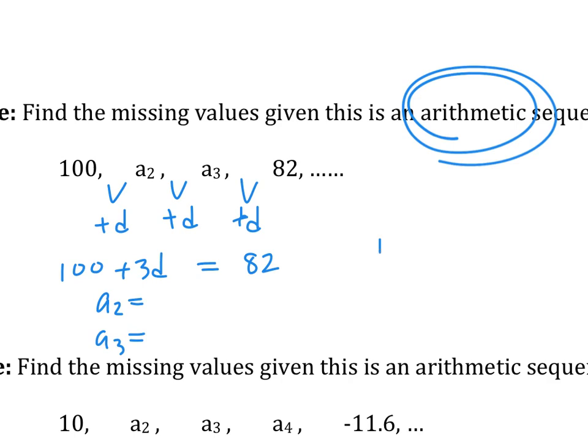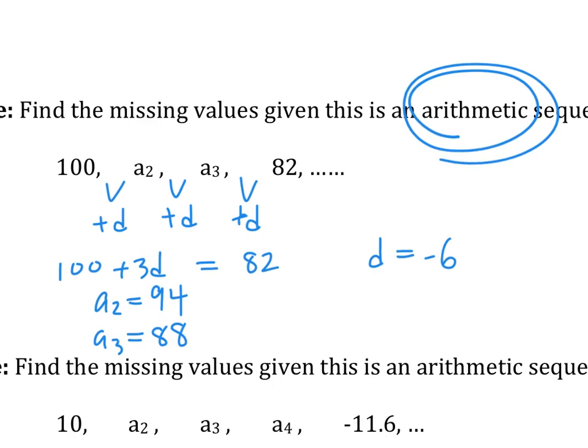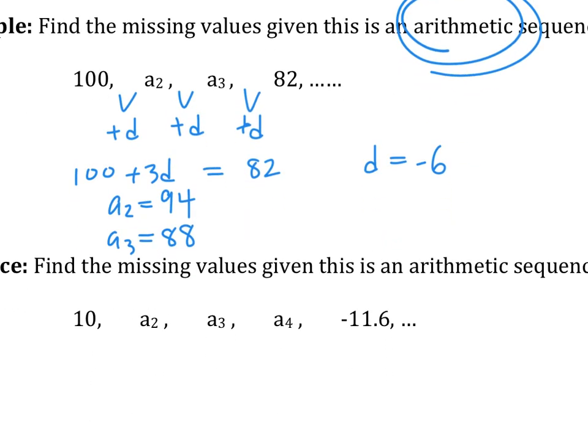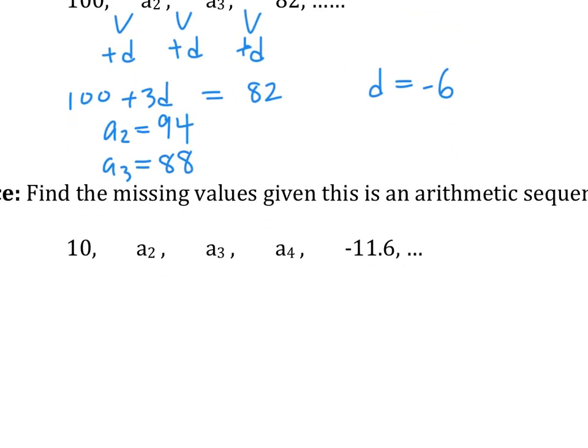All right, let's see. What did you guys get for d? Good, -6. So then what is a2? 94. And a3? 88. Yes. All right, let's try the last one and we're done for today. a2 is 4.6, a3 is -0.8, and a4 is -6.2.